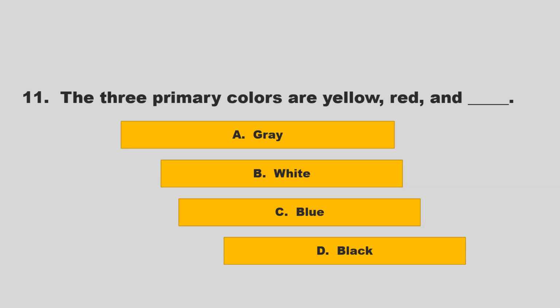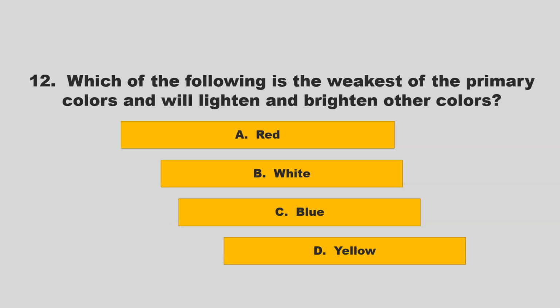The three primary colors are yellow, red, and blank. Is it gray, white, blue, or black? If you chose C, blue, you are correct.